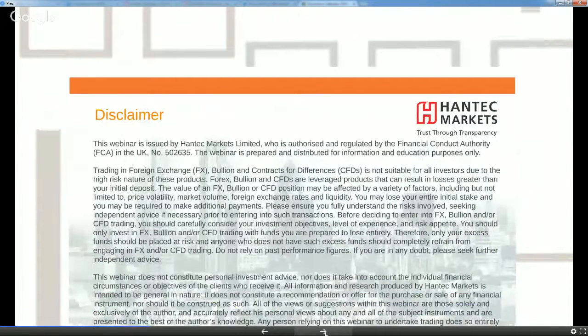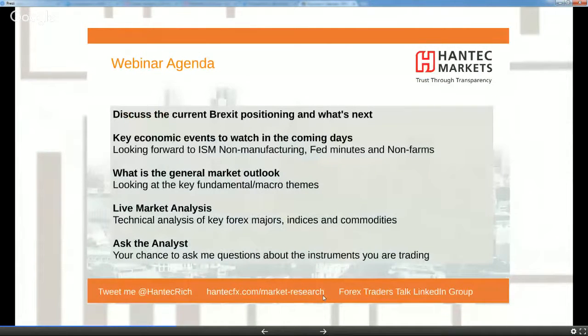What I'm going to go through, as I said, is a quick agenda: basically the current outlook for Brexit and what that's doing or has done to the markets, and what Brexit could be doing in the coming weeks and months as well. Then I'm going to look at the key economic events to watch in the coming days. Obviously, we've got ISM non-manufacturing and Fed minutes today, and non-farms will be the big focus on Friday. What is the general market outlook? Key fundamental macro themes, and then I'm going to be doing a live technical analysis of major forex markets, indices, and commodities.